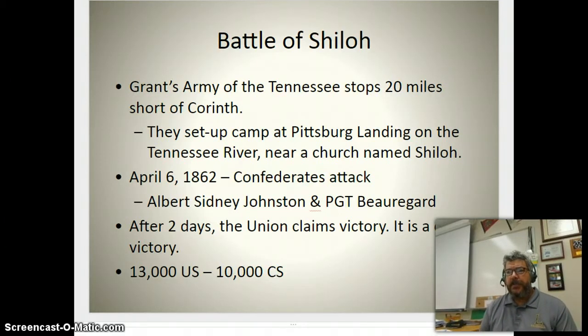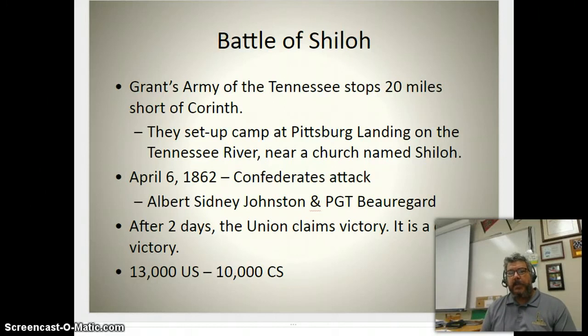P.G.T. Beauregard, our buddy from out east, is now being sent to the west to assist Albert Sidney Johnston, mostly because there was a really strained relationship between Beauregard and President Jefferson Davis. So in order to get Beauregard out of his immediate view, Davis will send Beauregard out west. That leads Albert Sidney Johnston to start questioning the command he has. Is Beauregard being sent out there to take his place, or what's the deal? Johnston soon learns that that's not the case, and will take on Beauregard as his second in command.